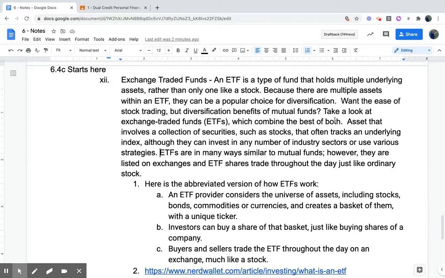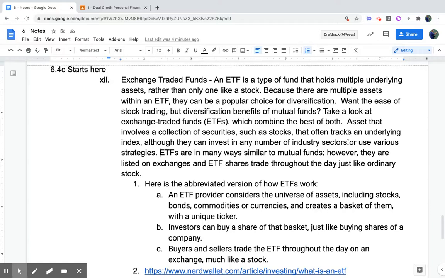So that's what we talked about. The mutual fund is a lot of things put together where you're just investing across the board in several different things. And then a stock is very specific. So an ETF is an asset that involves a collection of securities, such as stocks, that often tracks an underlying index, although they can invest in any number of industry sectors or use various strategies. So a stock is just one thing, and a mutual fund can be several different items grouped together. When we talk about a sector, healthcare could be a sector, tech could be a sector. It's just a group where they would put similar companies together.